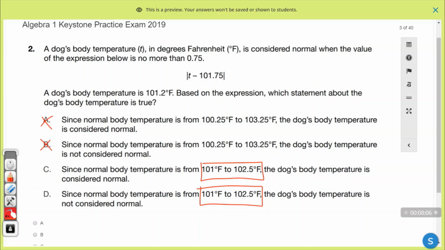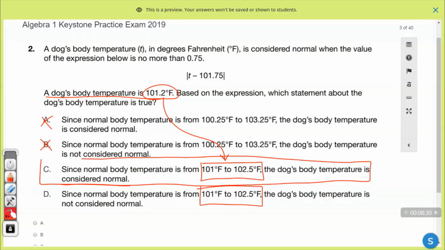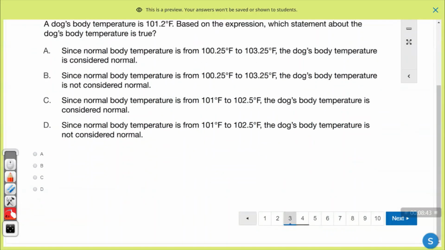false. But now let's consider, is this body temperature considered normal? So a dog's body temperature is 101.2. All right, so does 101.2 fall within this range? All right, well, it goes from 101 to 102.5, and therefore it falls within this range. Thus, the dog's body temperature is considered normal. And that's what we see here. So we've got our range from our absolute value inequality, which gave us a nice compound inequality. And then since the dog's body temperature fell within our desired range, within our solution region, it was a solution, and therefore it was considered normal. And that's number 2. Let's take a look at number 3.